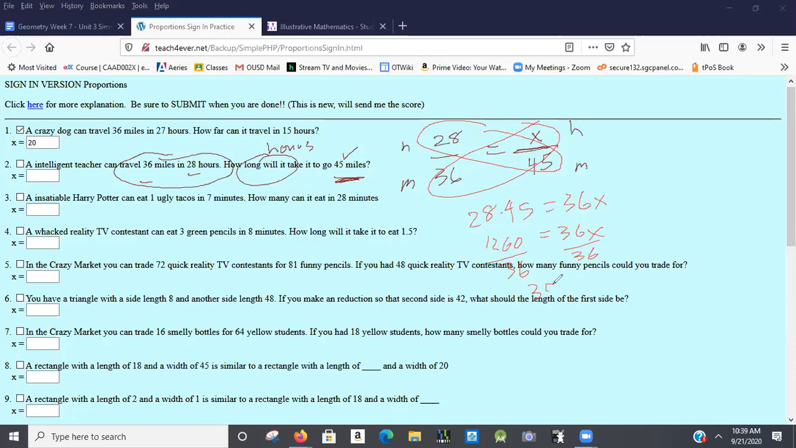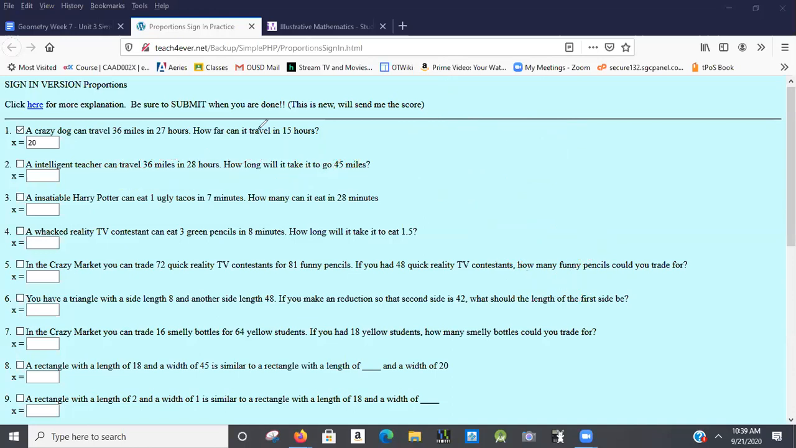Now, does that make sense compared to my answer? So 36, 28, 45 miles, that was bigger than the 36 miles. So this should be a number bigger than 28, which it is. It's not a ton bigger, which makes sense because 45 is not a ton bigger, so that seems reasonable to me. I always like to do that because otherwise I could have set it up wrong. Easy to set these up wrong. You've got a 50% chance of setting them right, 50% of setting them wrong.